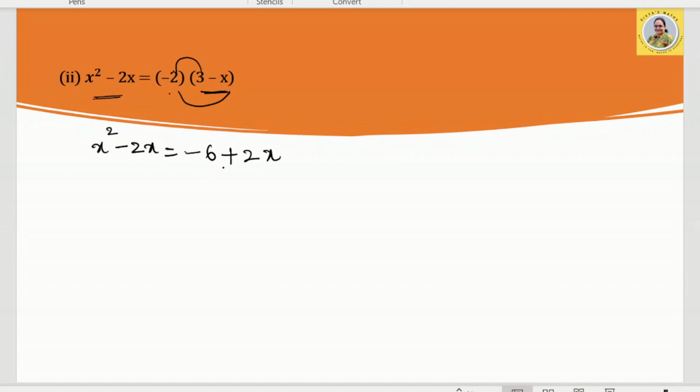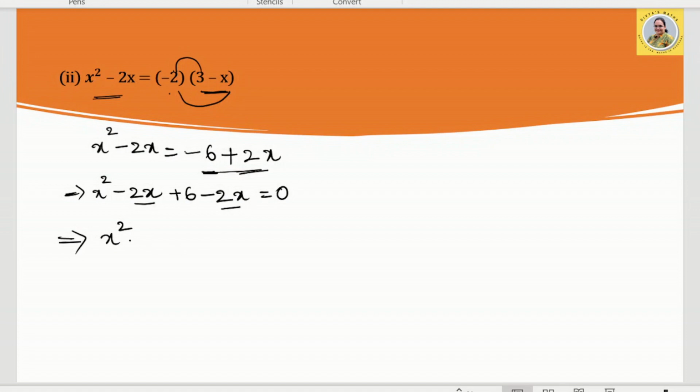Now, again let us get these two terms which are in the RHS to LHS. Okay. So, you will get x square minus 2x. If you get this minus 6 to LHS, you will get plus 6. And then plus 2x will become minus 2x. In the RHS, you will have 0. Now, if you simplify this further, x square minus 2x minus 2x is minus 4x, plus 6 is equal to 0. Now, let us compare this equation with the general form.